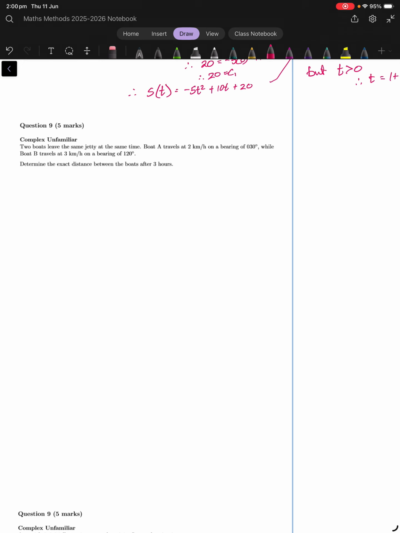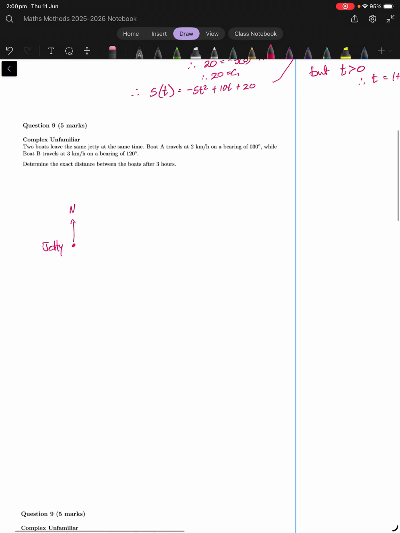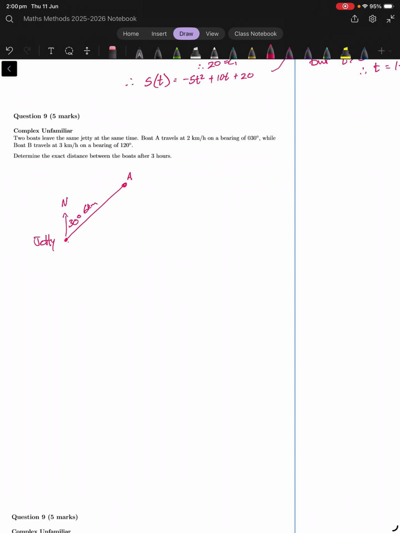So 2 boats leave the same jetty at the same time. Boat A travels 2 kilometres an hour on a bearing of 30. So here's my north. I'm going to call this the jetty. 2 kilometres an hour on a bearing of 30. 3 kilometres an hour on a bearing of 120. And 3 hours. So after 3 hours, boat A is going to be 6 kilometres away on a bearing of 30 degrees. Boat B, 3 hours at 3 kilometres is 9 kilometres away.